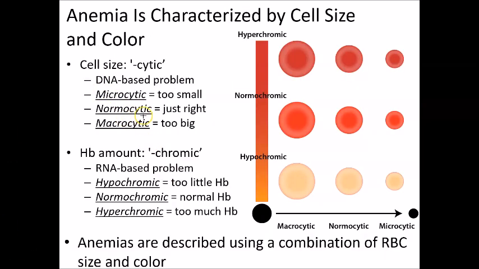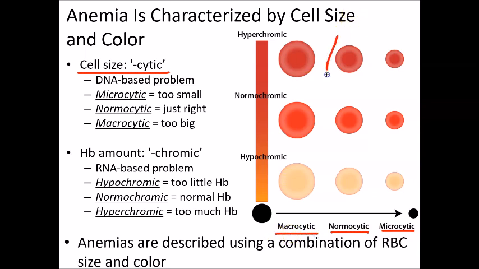When we describe anemia, we typically describe it using two things. One is by its cell size, and if we do that, we use the word cytic. So there are ways in which we can measure cell size. We're not going to worry about it in lecture. We'll worry about it a little bit in lab, where you look at the size and say, okay, is it normal or not? So if it's normal cell size, we call it normocytic, normo for normal, cytic for cell. If it's too small, it's microcytic. And if it's too big, it's macrocytic.